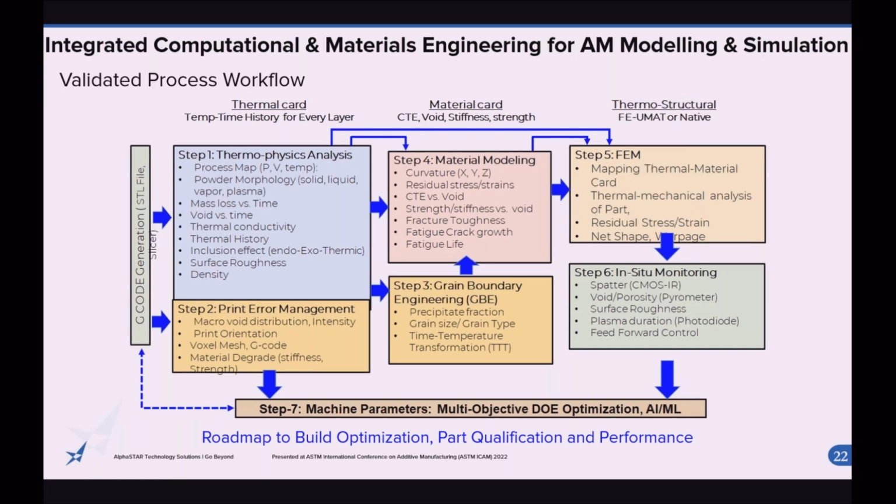And then the next step would be to bring in the print error management, which actually brings in the G code to understand how the specific build plan would impact the overall potential generation of defects in the material of choice, the composition of choice, given the process parameter variation, power, speed, hatch spacing configurations over time. And all of that information is what's fed into our material model.